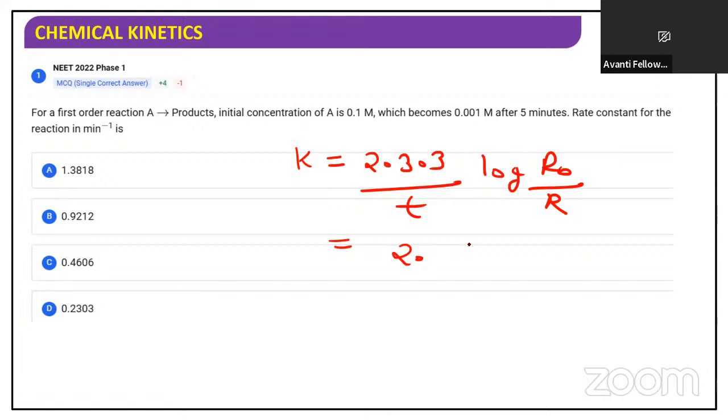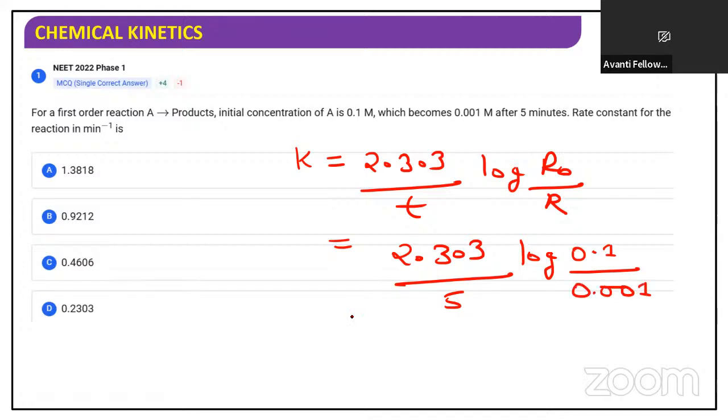Okay. So here we have 2.303. What is t? They are at 5 minutes. So this is 5. This is log. What is the initial concentration? 0.1, simply. So 2.303 divided by 5. So 10 raised to the power minus 3. And this is, one second, this becomes 10 to the power 2.